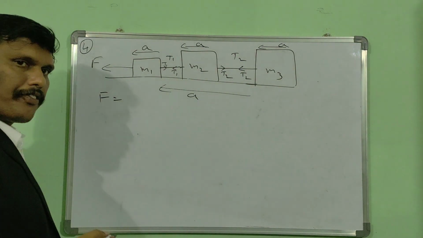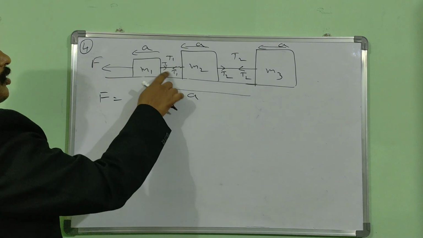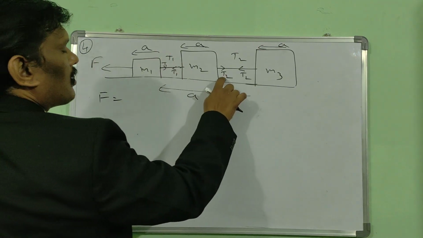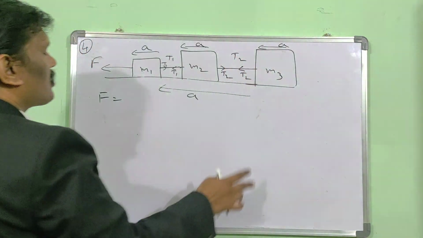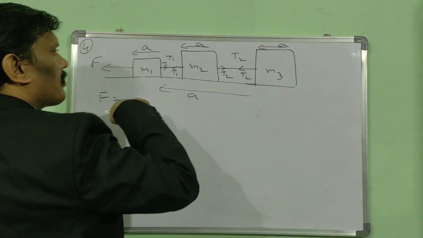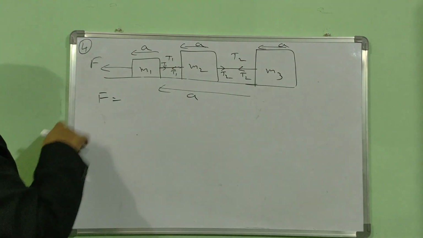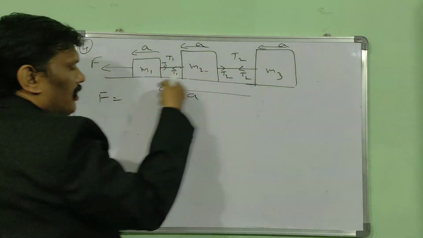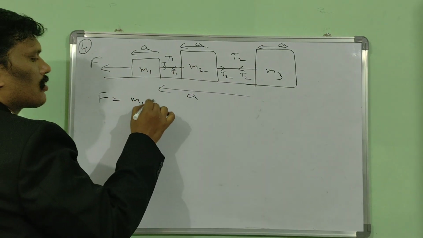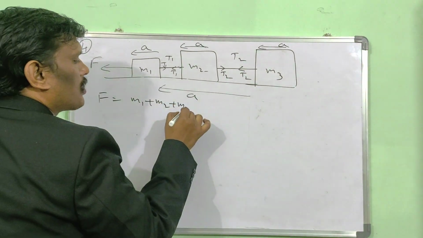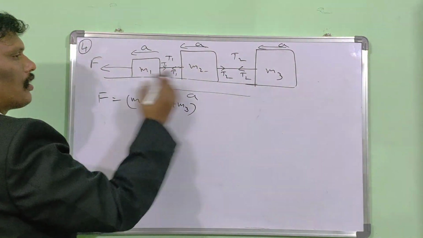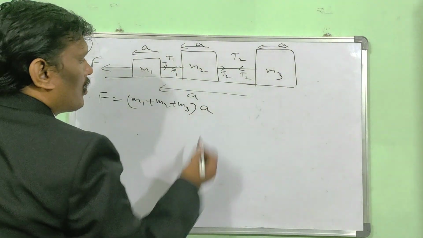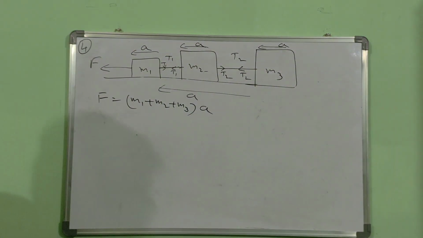Now how to calculate the force? These two tensions are equal and opposite, so they cancel each other. These two tensions are equal and opposite, so they cancel each other. What is the total net force acting on the system? Only F. F is equal to, how to calculate? This force pulls the three masses. So F is equal to M1 plus M2 plus M3 times A, the system moving with acceleration A. By using this formula, one can calculate the force.